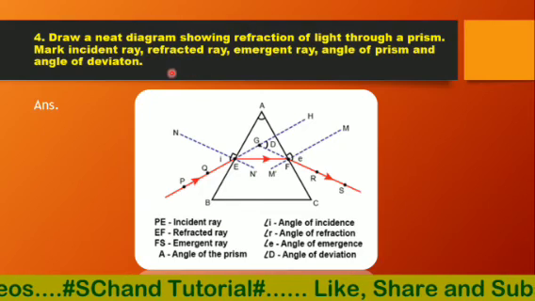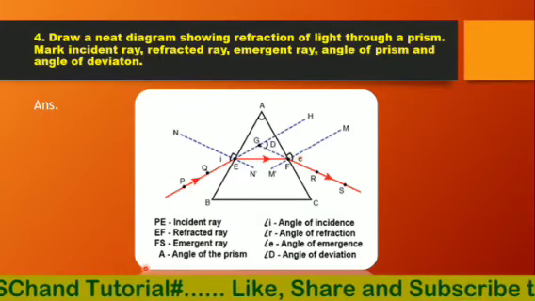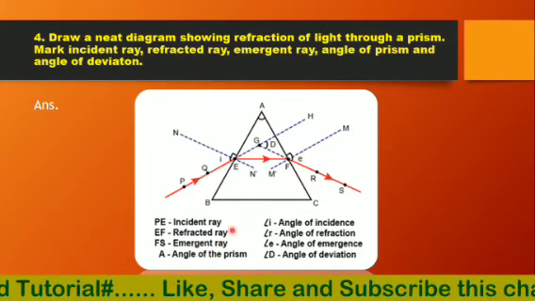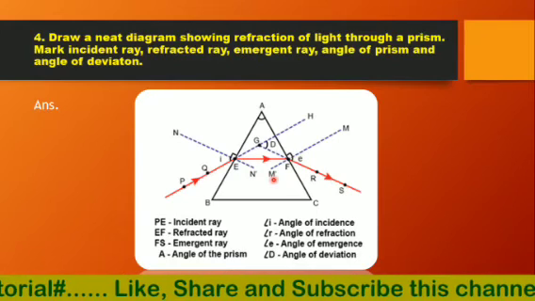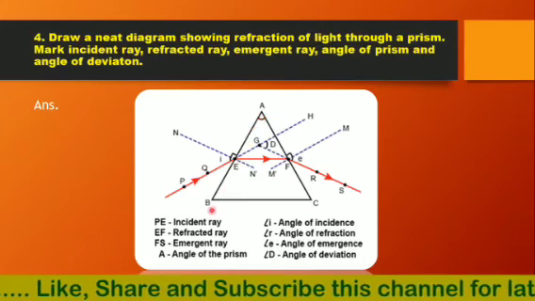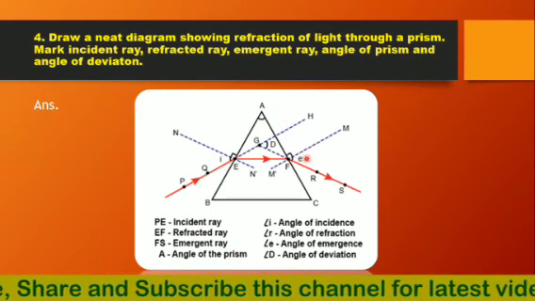Then we have the refracted ray. The refracted ray is here, EF. This ray is the refracted ray. Then we have the emergent ray. The emergent ray is FS. You have to write it in the same way, FS. Then the angle of prism. The angle of prism is this angle. A is the angle of prism. Then we have the angle of deviation.